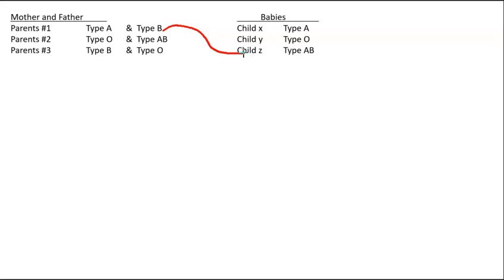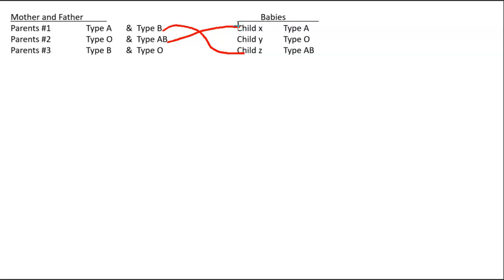Parent set number 2, their only 2 combinations can come up with either type A blood or type B blood. So since there are no children with type B blood, we can say that they are the parents of type A, which is child X.